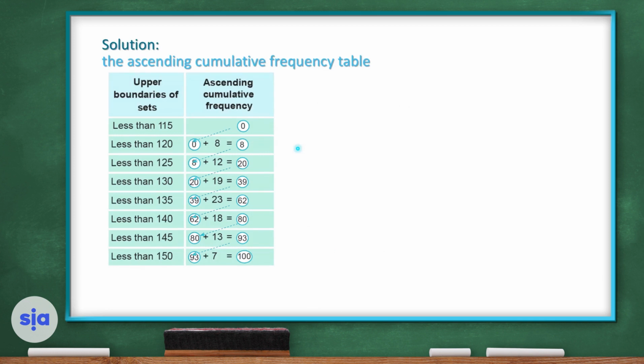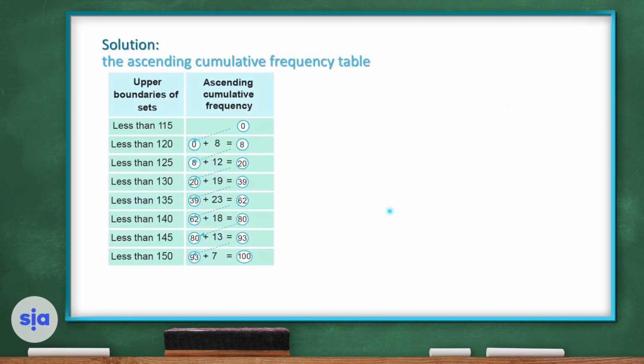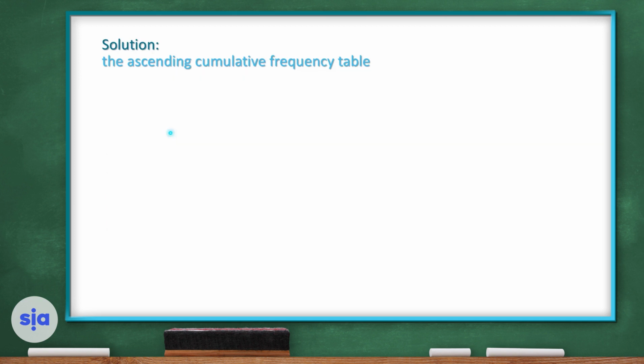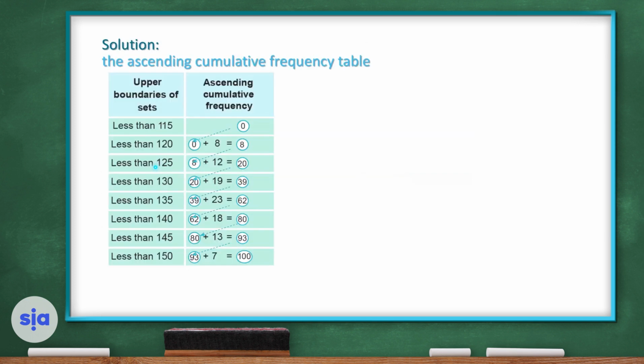As long as they want it in ascending order, and ascending, as I said, is from smaller to larger, we're going to start the columns with less than the first number, which is 115, and then less than the second number, which is 120, less than 125, and so on. Okay, from the table, less than 115, do we have any numbers? No, right? So here in the cumulative frequency table, we're going to write 0.